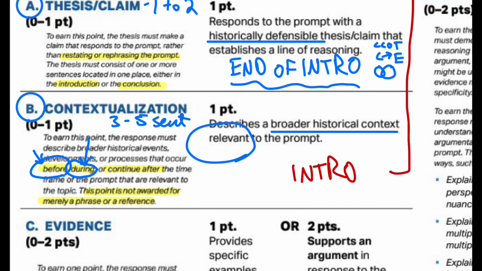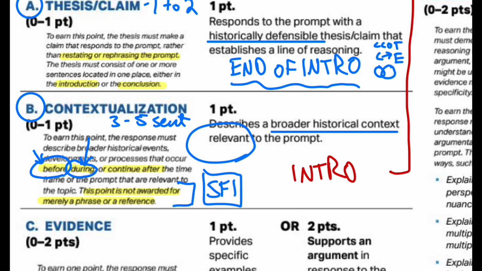So your intro total should be about 4 to 5 or more sentences. Okay, because you don't want just a phrase or a reference for your context. And typically your thesis is only going to be one sentence, but occasionally as it gets more complex or you add a counter argument, it could be 2 sentences. But we're not going through and counting the sentences. We just need to know, is there enough information to give them the points? And your context is going to have specific factual information.